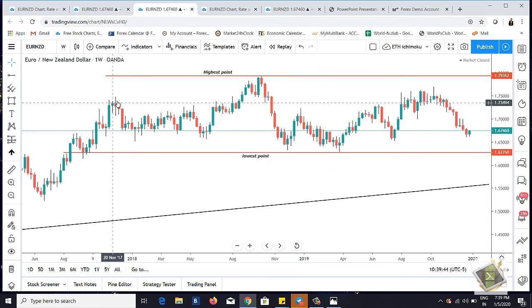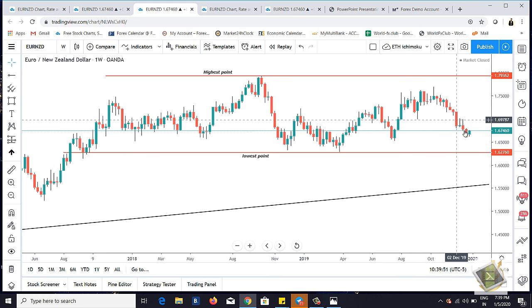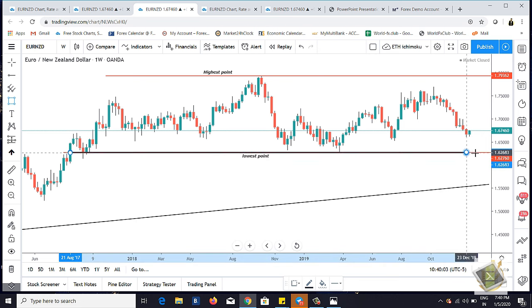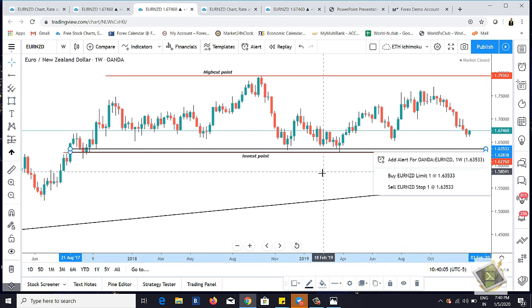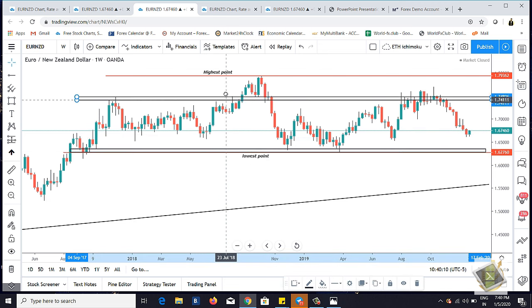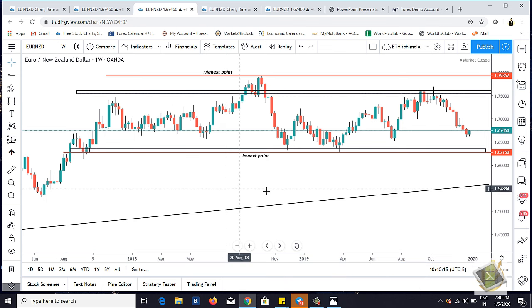So I can see that this can also act like a resistance zone, because when it touched here, price moved down. Same thing happened here, it touched here, price moved down. So it cannot be an exact price level, it can be an area. So I will mark this as a good support area, and then I will mark this as a good resistance area. Okay, I will write it here again.